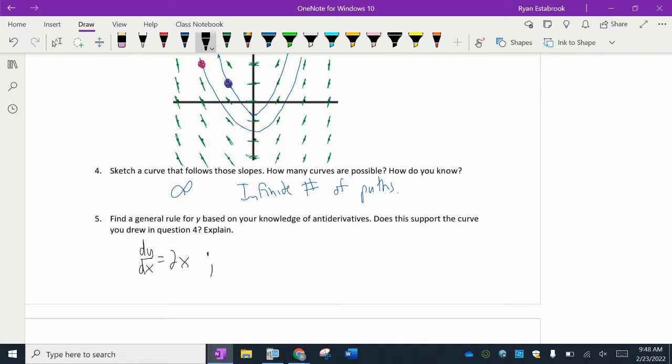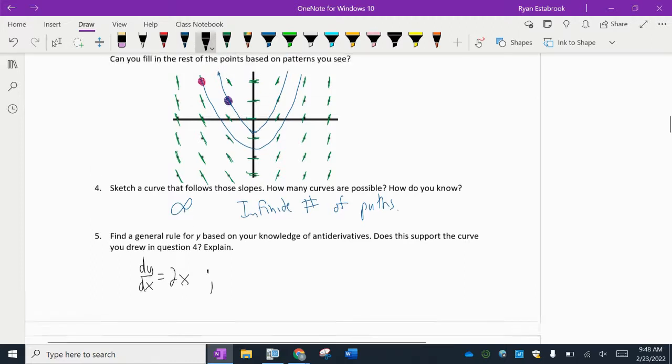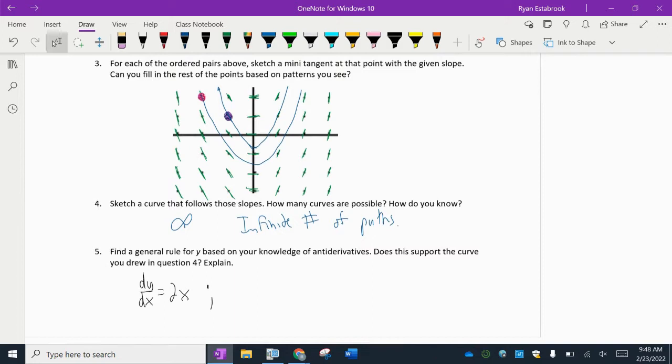Knowing what you know about antiderivatives, can you take this back to the original? This is their differential equation. This is what the derivative is equal to. Can you try to find a rule, a formula for the original equation? And does that make sense based off of the slope field we have here and a couple of these slope curves that we actually drew? So I'm going to give you a little time to see what you can make sense of that.